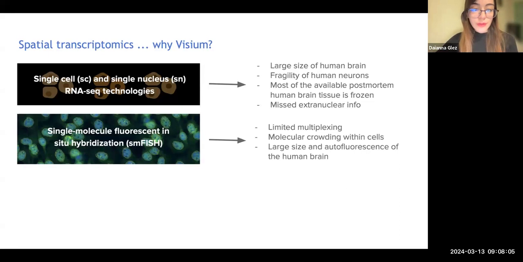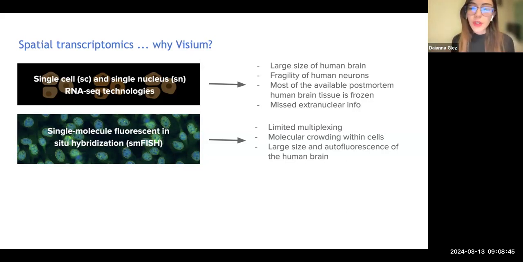Then we have single molecule fluorescent in situ hybridization, or smFISH, which provides spatial information with fluorescent signals for specific RNAs, so that we can locate in which cell compartments they are concentrated or acting. But again, there are some limitations, such as the limited multiplexing capacity of smFISH. Ideally, we would like to interrogate hundreds to thousands of RNAs. And even if that were easy to do, there is molecular crowding of RNAs within the cell that will cause the overlap of the fluorescent signals.